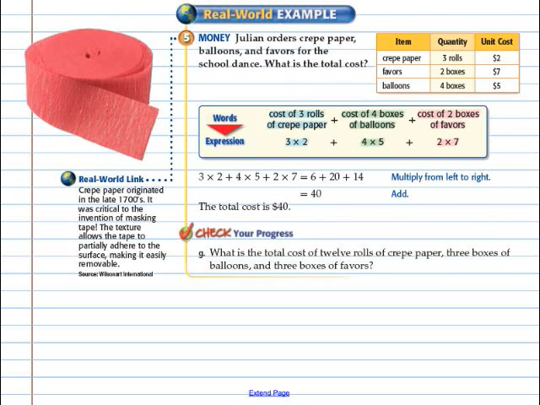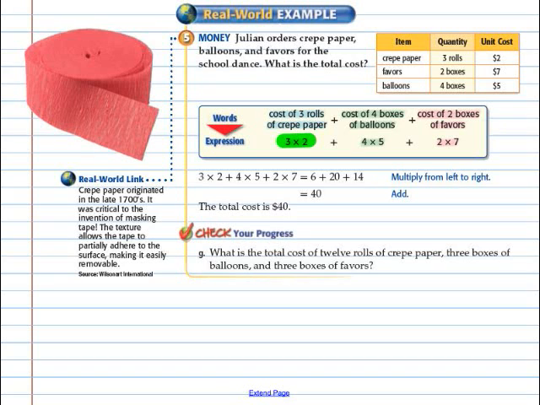Example number 5. Julian orders crepe paper, balloons, and favors for the school dance. What is the total cost? Well, each roll of crepe paper costs $2. He's buying 3. You can see that expression there.